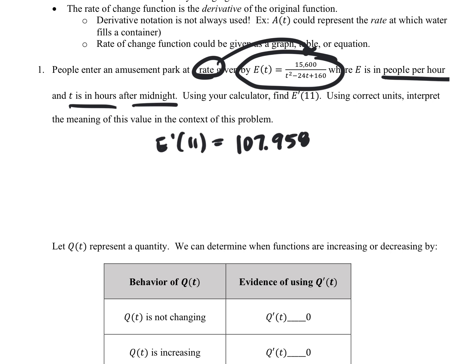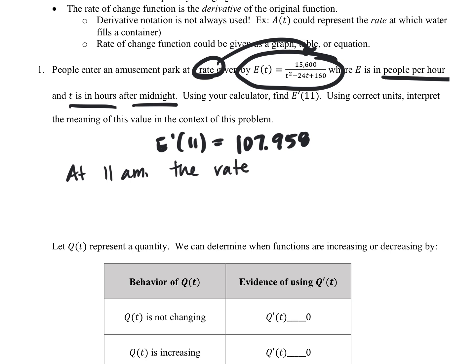Or maybe I'll start this one off. I'm going to say, and again, the order that you write it doesn't have to match my order, but we just have to get all the same info. At what time would it be? Yeah, if this started at midnight, 11 hours after that would be at 11 a.m. At 11 a.m., and again, since we found an E prime, I'm going to say rate.